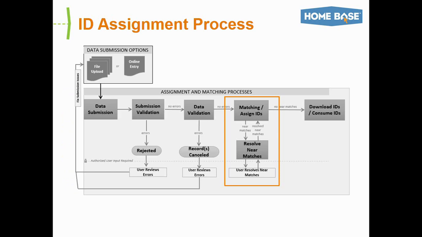All right, so really quick, this is where we are inside the overall ID process. So data's been submitted, the UID system has already validated that entry as fitting the correct format and having valid data, and we're inside that matching ID assignment loop. So when we get ready to talk about near matches, just know that that's where we are in this overall process.